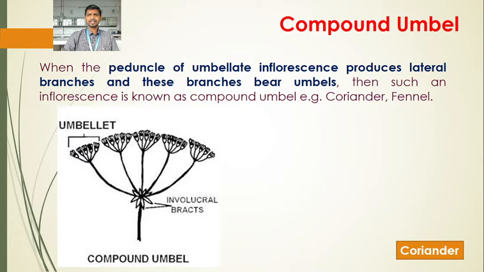Next, this is the compound umbel. When there is branching, we say the inflorescence is a compound inflorescence. So here we are studying the compound umbel. When the peduncle of the umbellate inflorescence produces lateral branches and these branches bear umbels, then such an inflorescence is known as a compound umbel, for example coriander, fennel.